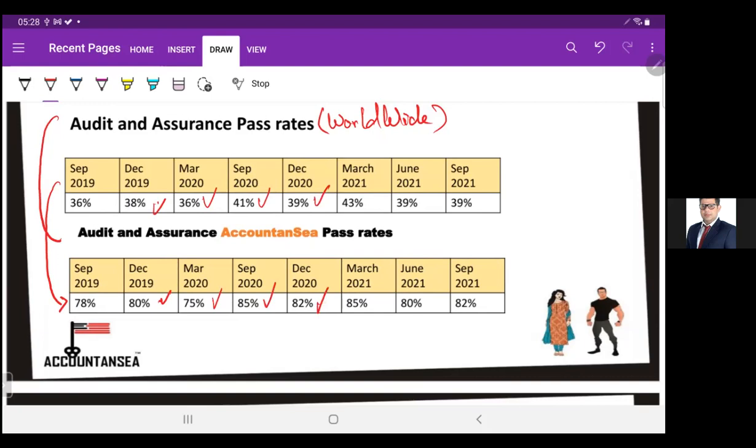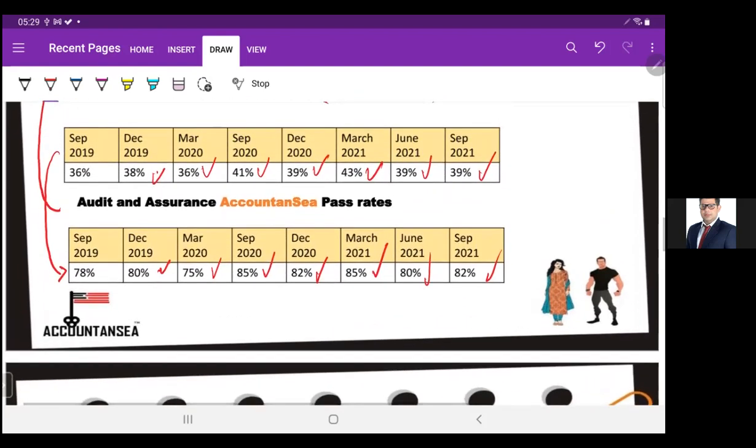In March 2021, it was 43%, and my students' passing rate was 85% overall. Then in June 2021, the passing rates were 39% and 80%. In September 2021, it was 39% and 82%.